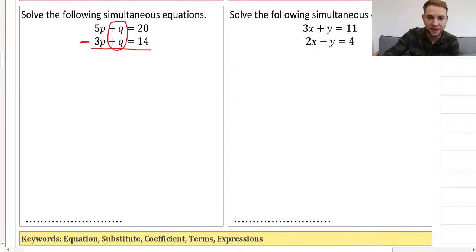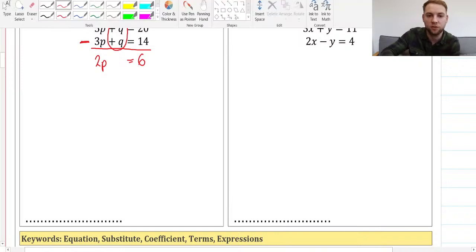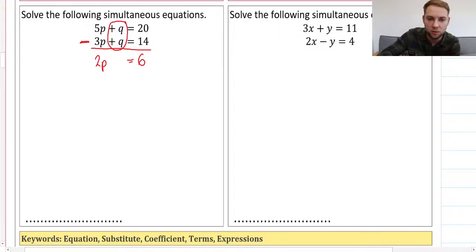So 5p take away 3p is 2p. Q take away Q is nothing, we've eliminated that, that's the whole point. 20 take away 14 is 6. So it just leaves us with a linear equation, which is 2p equals 6. So then what I need to do is divide by 2, so P is equal to 3.